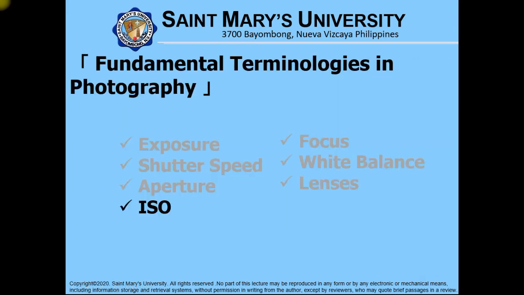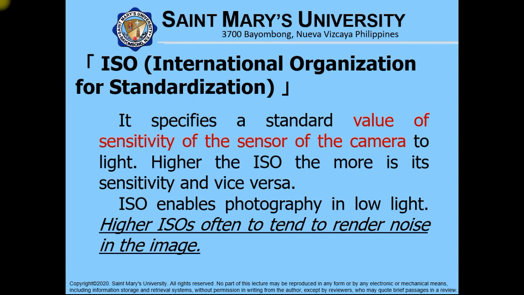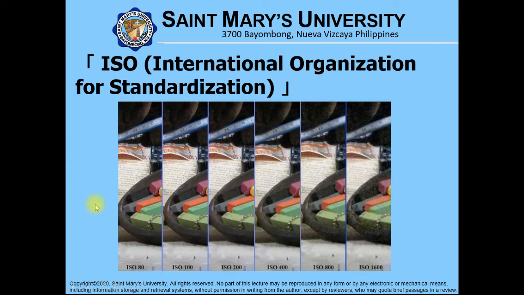And then let's proceed to ISO. ISO stands for International Organization for Standardization. It specifies a standard value of sensitivity of the camera's sensor to light. The higher the ISO, the more its sensitivity, and vice versa. Higher ISOs often tend to render noise in an image, just as shown in this example image.